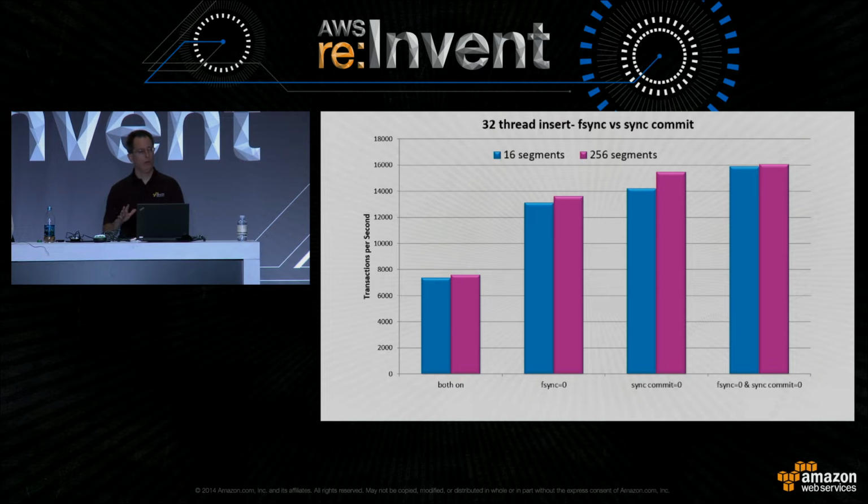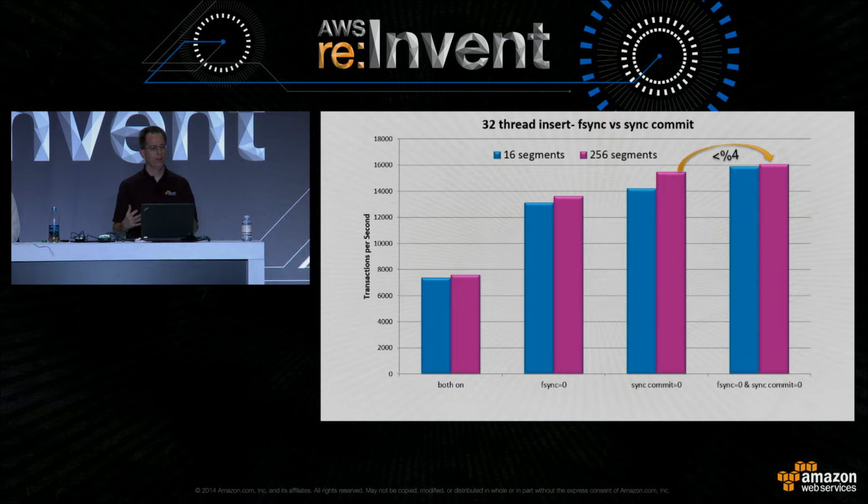Now, you can turn both of them off and you get a slight performance improvement. But look, it's really only 4%. Are you going to risk your whole database being corrupted for 4 more percent? I mean, it's an option, but it's not one that we really think you should be using. Because look, you get 104% improvement by just doing synchronous commit off.